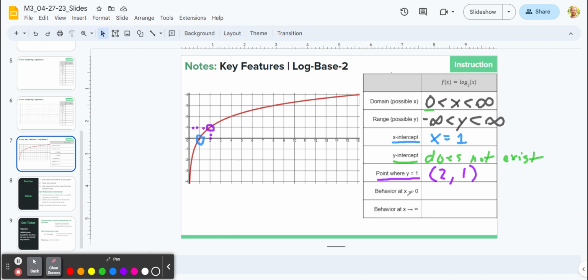And finally, the last two things we already talked about with our domain conversation, that first thing we filled out. Our behavior as x approaches 0. Again, that's as our graph is moving towards 0. Our graph is going down to negative infinity, right? It's going to keep going down forever. Similarly, as we approach infinity with our x, as we move to the right, our graph is going to continue to go up. It'll go up slowly, but it'll continue to go up. So we are going to approach positive infinity.